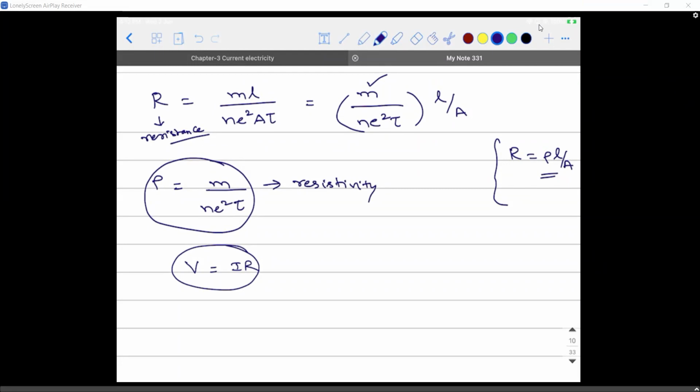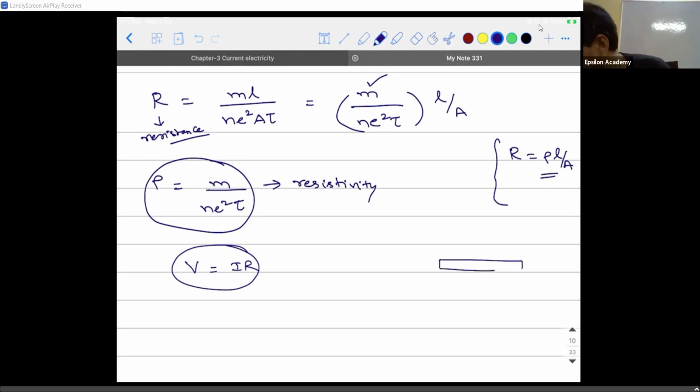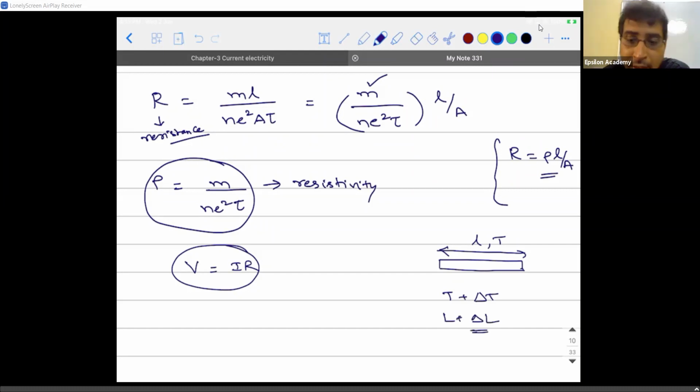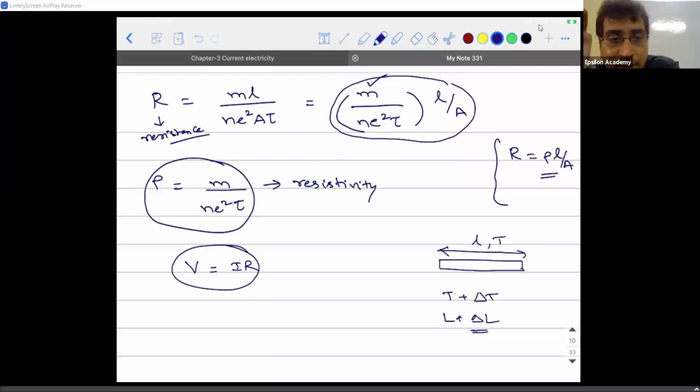Last year you would have learned this in thermal properties of matter. If I take a metal, which is a solid, of length L, initially maintained at temperature T, and then supply an additional temperature delta T, what will happen to the length? The length will become L plus delta L. Similar is the case for the area of a two-dimensional shape. Look at the expression: m divided by ne²τ into L divided by A. So L will change, area will also change, as a result of which resistance will change.